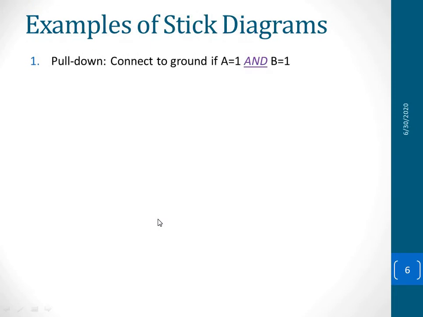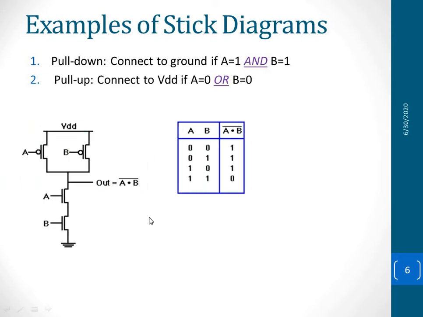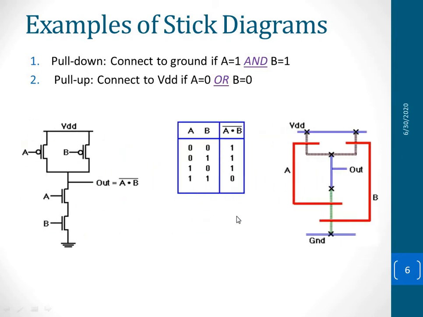Examples of the stick diagram: pull down, connect to ground if A is 1 and B is 1, and pull up, connect to VDD if A is 0 or B is 0. So this is the NAND. For NAND we are supposed to do so. The truth table of the NAND circuitry: when both inputs are 1, the output should be 0.